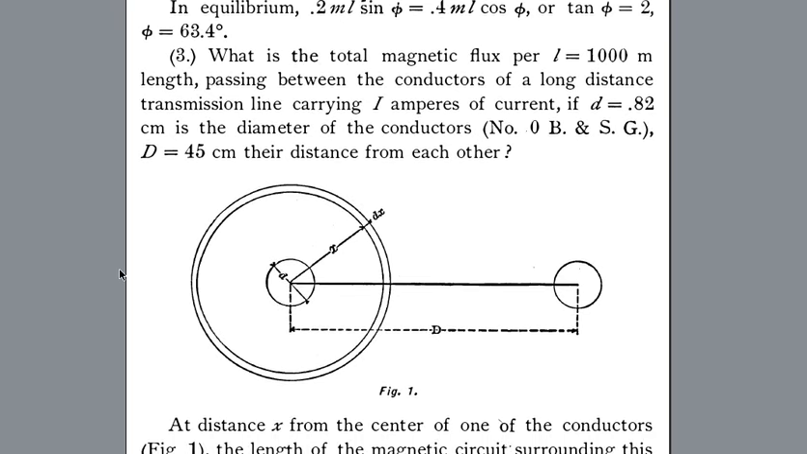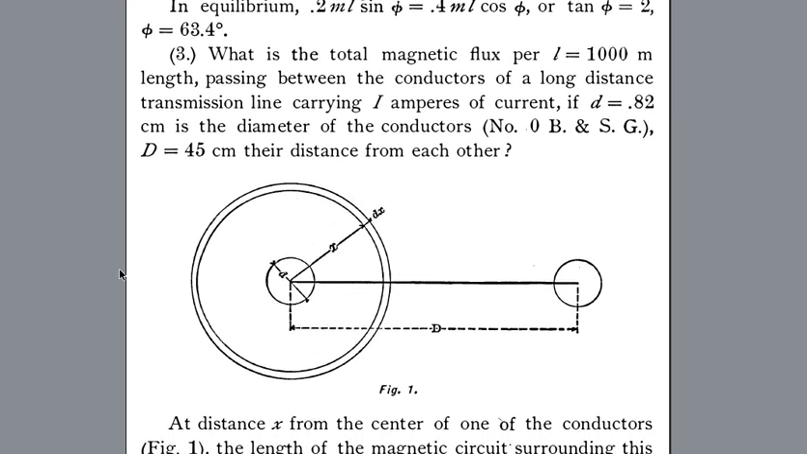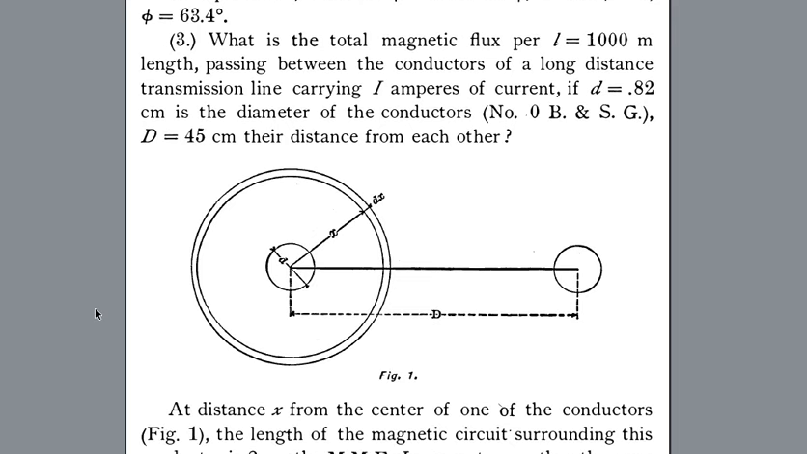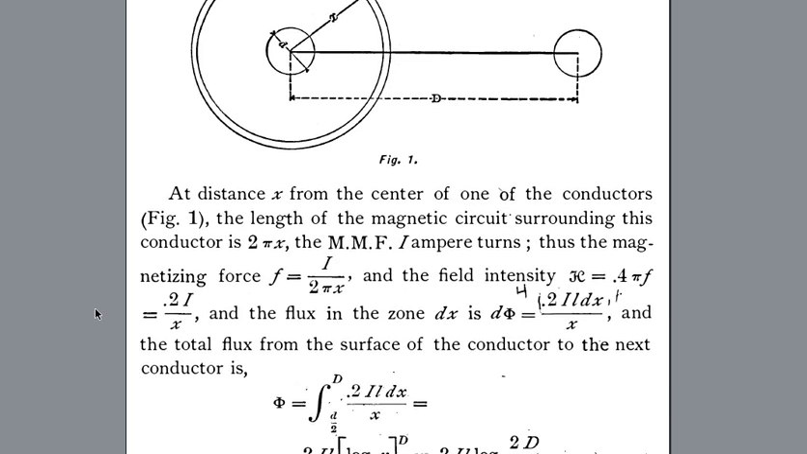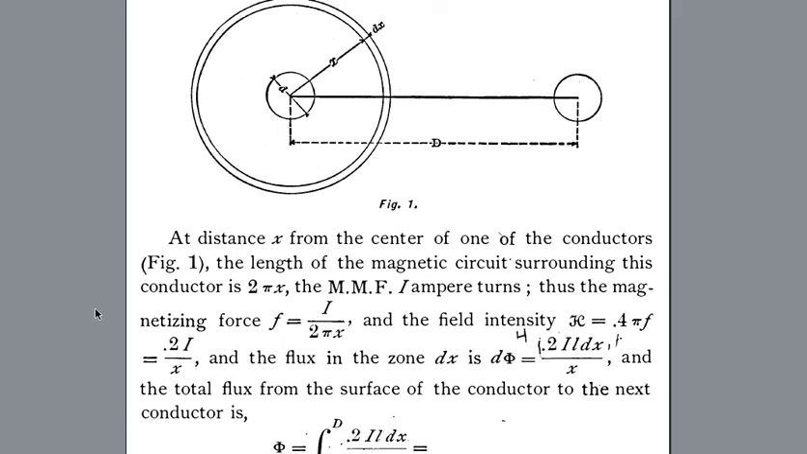3. What is the total magnetic flux per L equals 1,000 meters length passing between the conductors of a long-distance transmission line carrying I amperes of current, if d equals 0.82 centimeters is the diameter of the conductors, number 0B and SG, and D equals 45 centimeters is their distance from each other? At a distance x from the center of one of the conductors, the length of the magnetic circuit surrounding this conductor is 2 times pi times x.